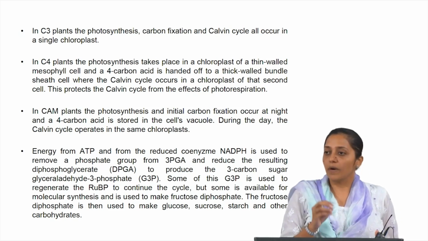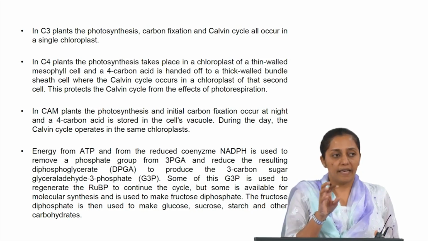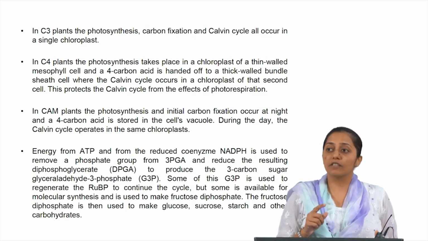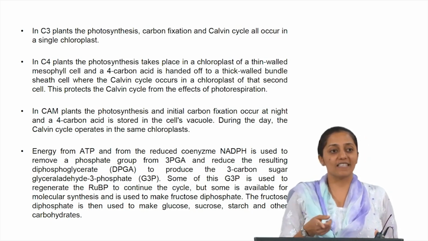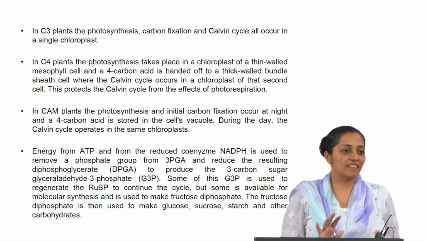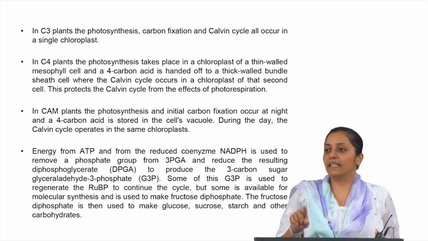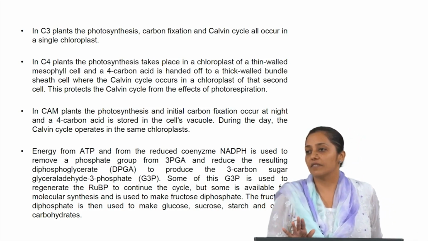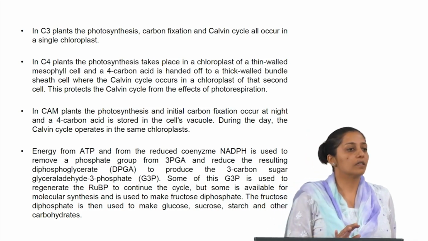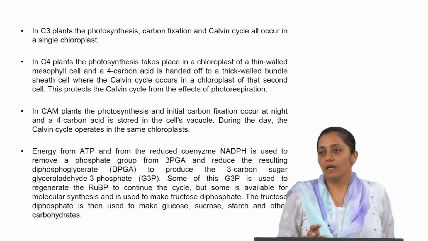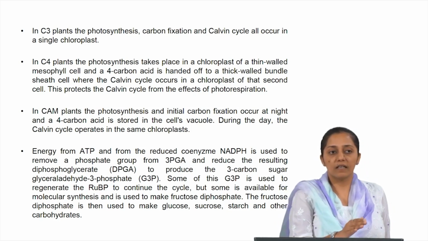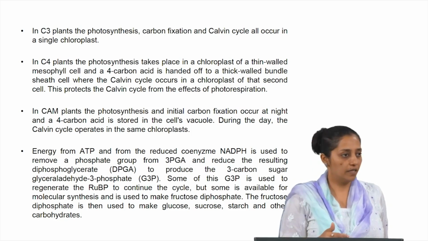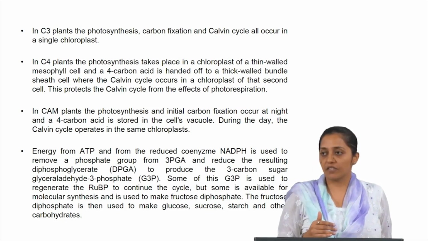Now, once it releases CO2, in the vicinity the relative concentration of CO2 to oxygen is increased, which can then cause rubisco to again carry out the dark reactions. So this is C4 metabolism. So there is a spatial separation of the light and the dark reactions.